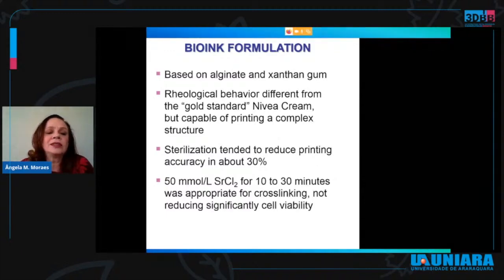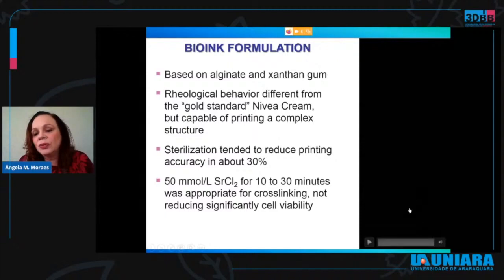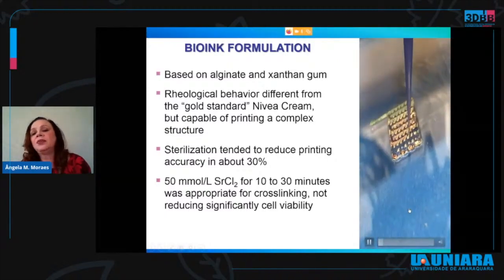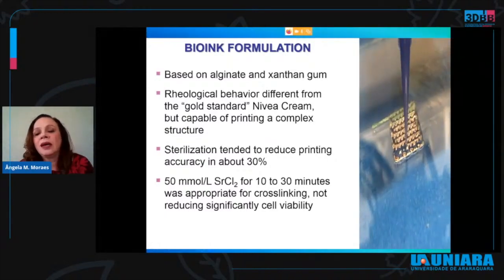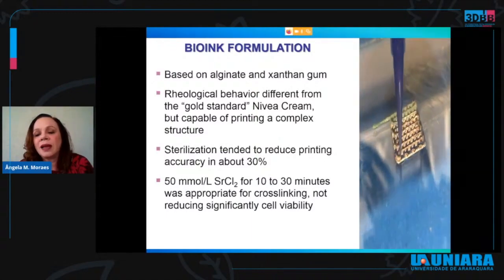We noticed also that sterilization tended to reduce printing accuracy in about 30%, so we had to readjust the formulation of the bio ink, and we can cross-link this material using strontium chloride, and we noticed not a significant reduction in cell viability. Here I can show you the printing that we attained with this type of material.